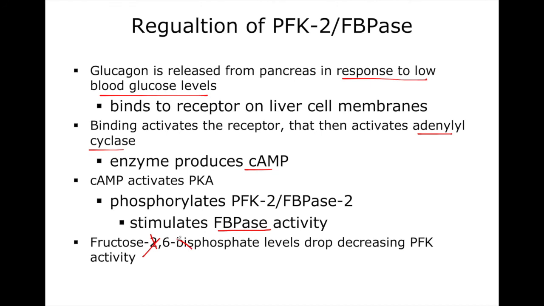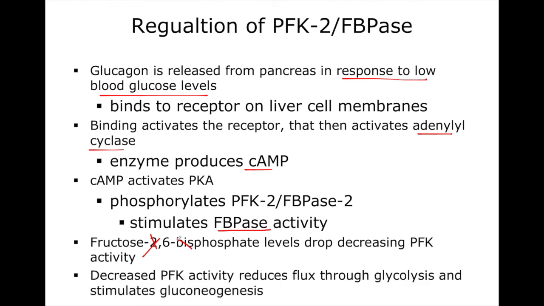Well, what happens when this molecule drops? Remember, it's going to decrease our phosphofructokinase activity because that's an activator. So our PFK1 activity will drop and our fructose 1,6-bisphosphatase activity will increase. So essentially we're going to decrease flux through glycolysis and stimulate gluconeogenesis. Gluconeogenesis is going to produce glucose, which then can be secreted into the bloodstream, giving us more glucose for our brain to use.